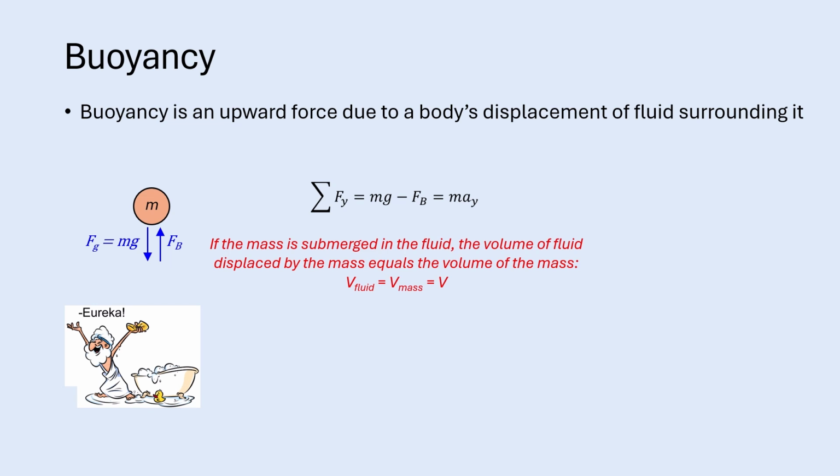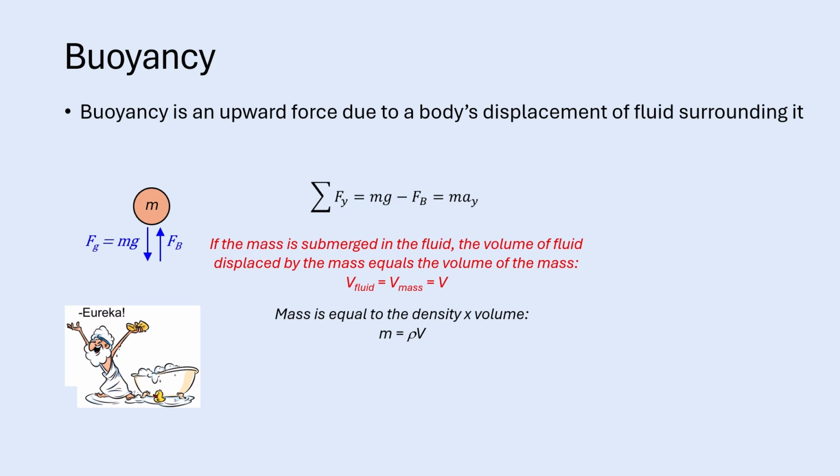If a mass is completely submerged in a fluid, Archimedes' principle states that the volume of the fluid displaced by an object equals the volume of the object. That's how you can measure the volume of a body: dunk it in water and measure how much spills out. The other tip for these buoyancy problems is expressing the mass in terms of density times volume.